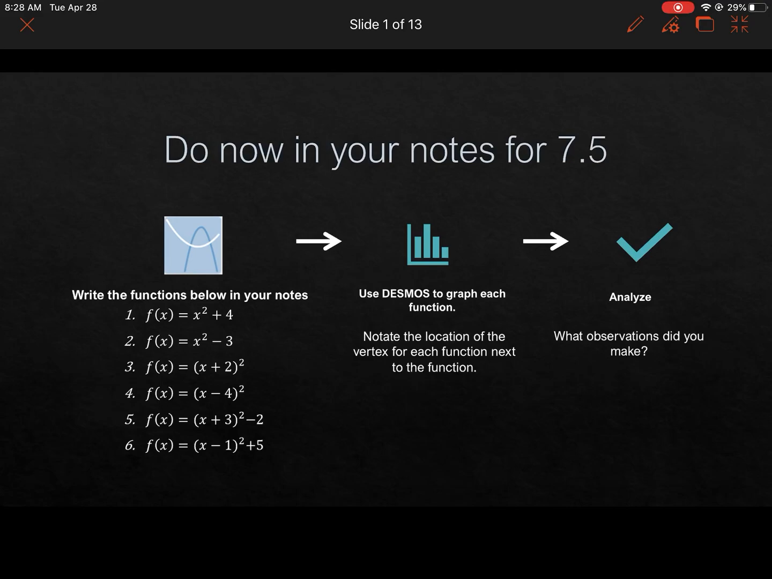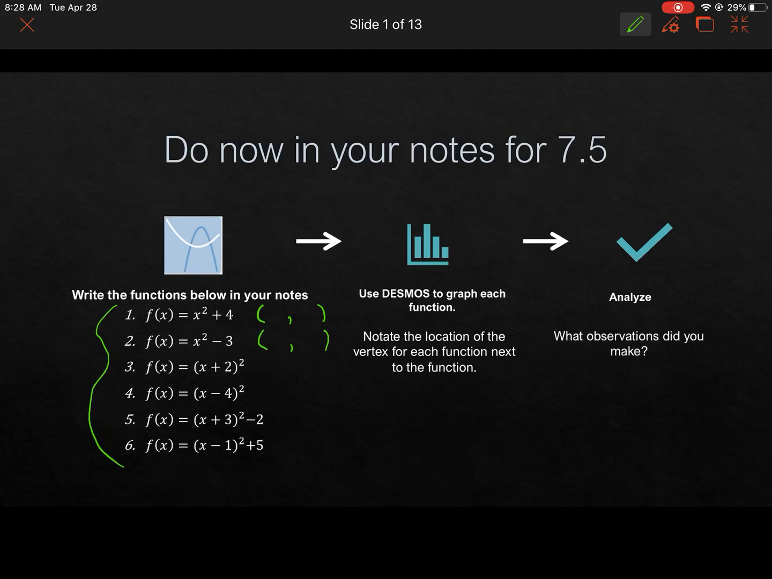The first thing I want you to do, and please make sure you do this because it is important and it leads into what we're doing, is write down the functions over here in your notes. After you write them down, go ahead and open up Desmos, either the calculator or just Desmos.com calculator, and graph each one of these functions. Right next to the function, I want you to put wherever that vertex is located, the location for each one.